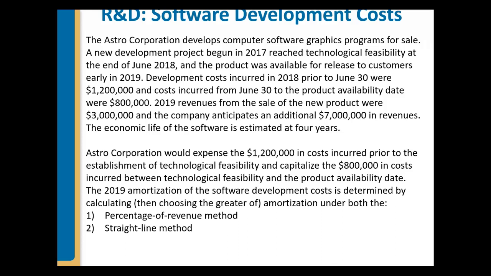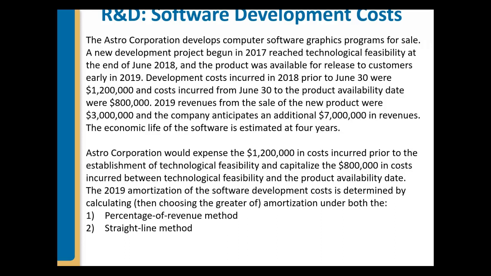Astro Corporation would expense the $1,200,000 in costs incurred prior to the establishment of technological feasibility and capitalize the $800,000 in costs incurred between technological feasibility and the product available date. 2019 revenues from the sale of the new product were $3 million, and the company anticipates an additional $7 million in revenues. The economic life of the software is estimated at 4 years. The 2019 amortization of the software development cost is determined by calculating amortization under both the percentage of revenue method and the straight line method.